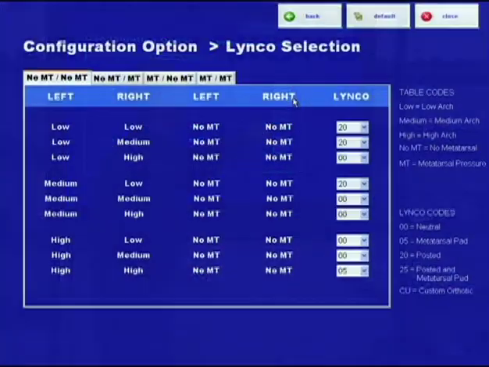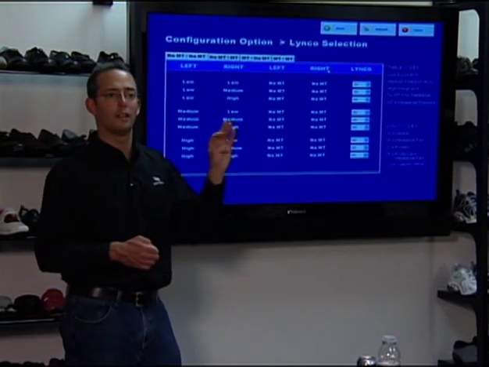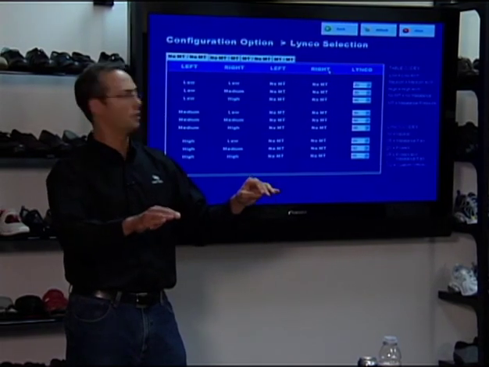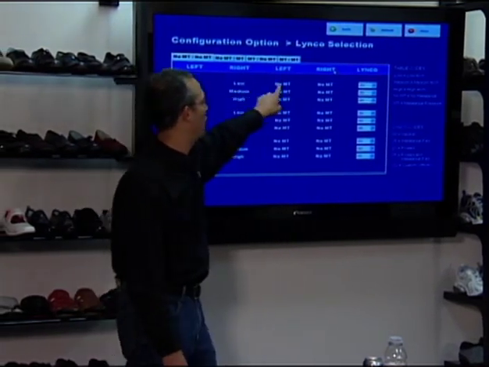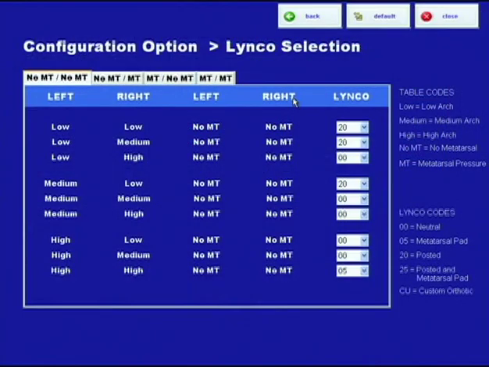So it recommends a Linco L400, right? Joe Clark, anyone remember what foot type Joe had? Low. Joe had low and low, no met, no met. No met pressure, no met pressure. So he was low, low, no met, no met. So an L420, right? Two low arch feet, you're gonna get the L420, which is the post.